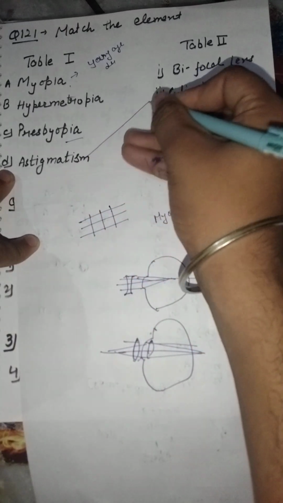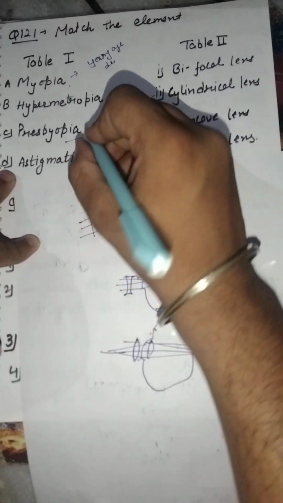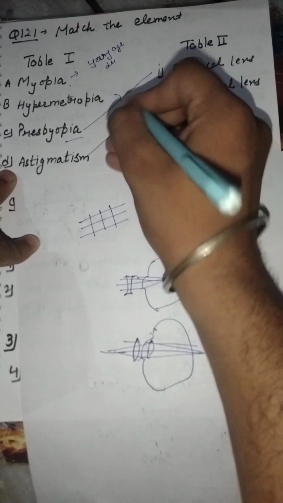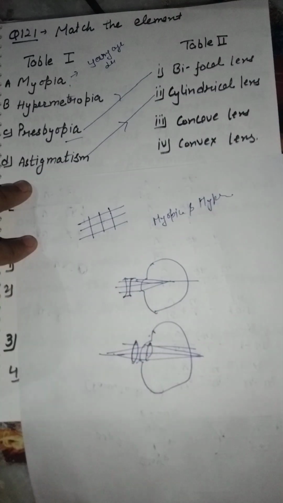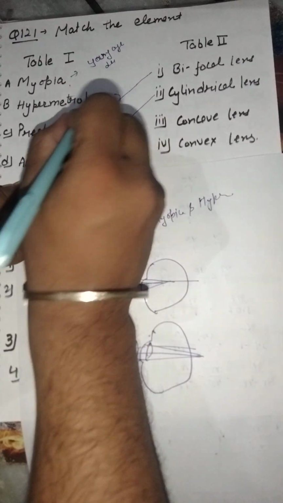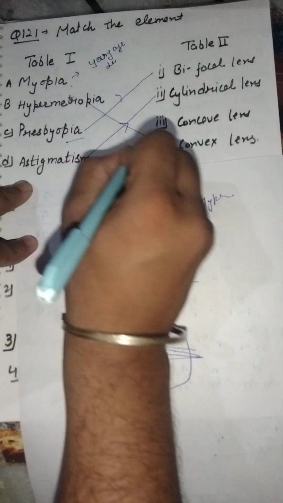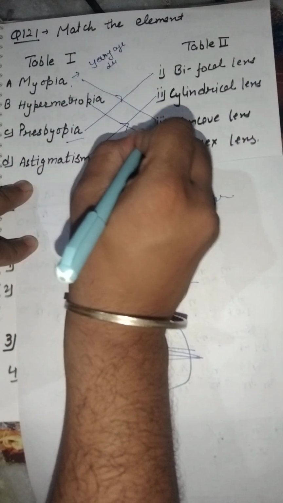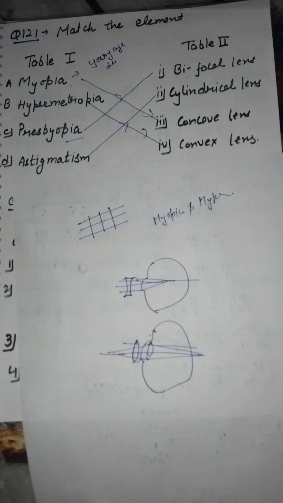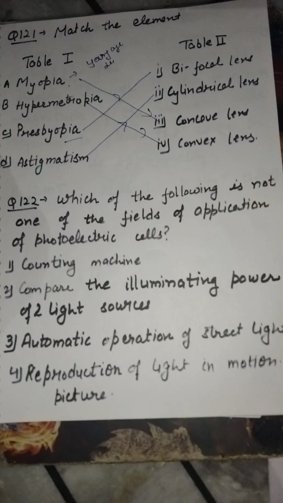So D option is corrected by second. Presbyopia is corrected by first. Hypermetropia is corrected by using a convex lens and myopia is corrected by a concave lens. This is our correct matching for this question.